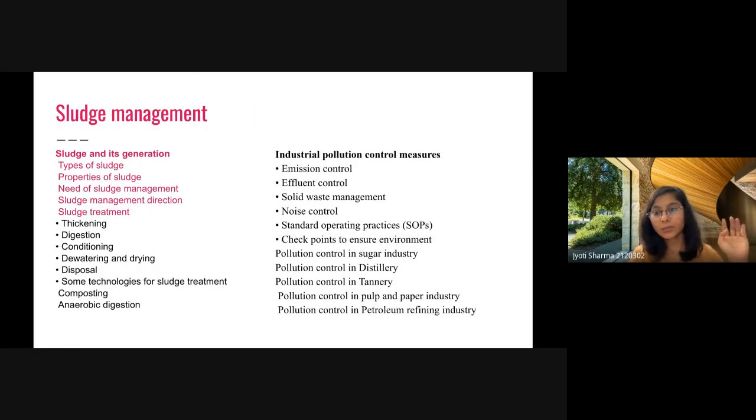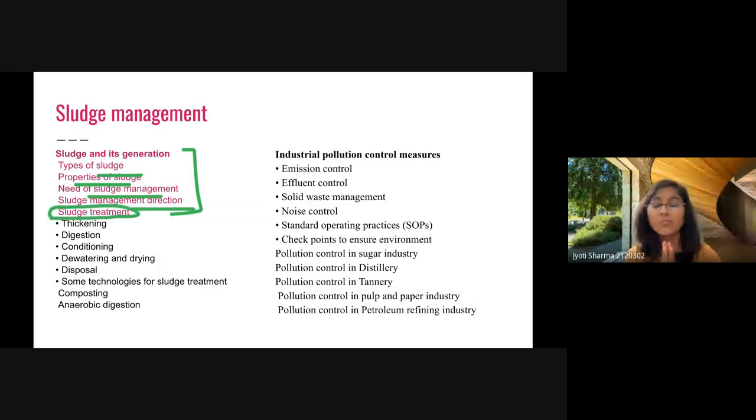Okay. So up to now, what we have learned: we talked about the types of sludge, primary, secondary, and tertiary sludge. We talked about the properties of sludge, for example, the specific gravity of sludge. We talked about the need for sludge management, so why sludge management is important for us, and some directions. Now this part has been completed. Now we will go on with sludge treatment. We have different methods by which we can treat sludge, and one you have already learned is digestion.